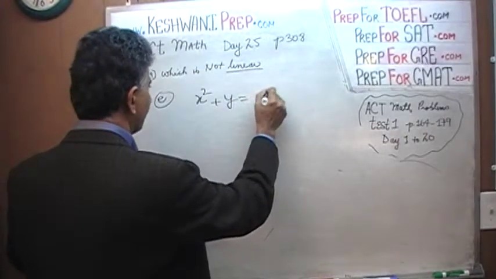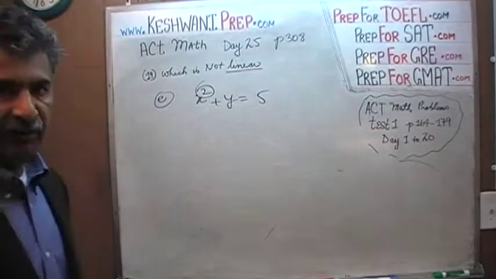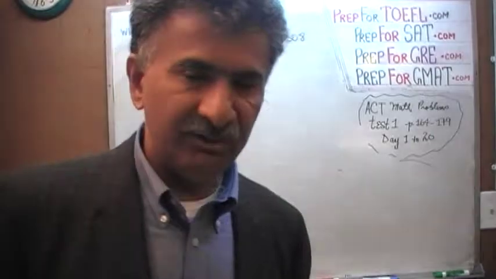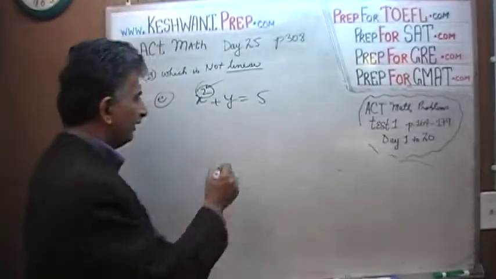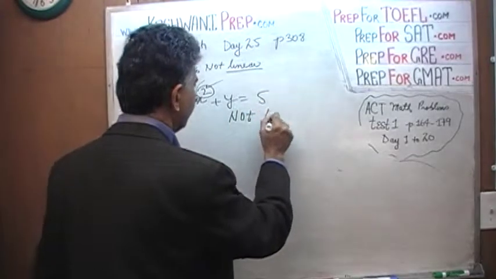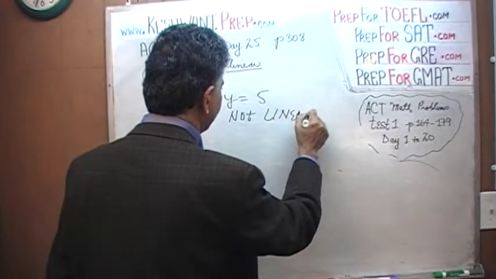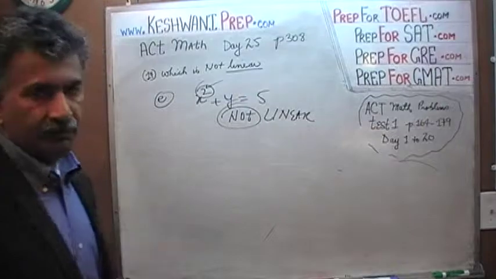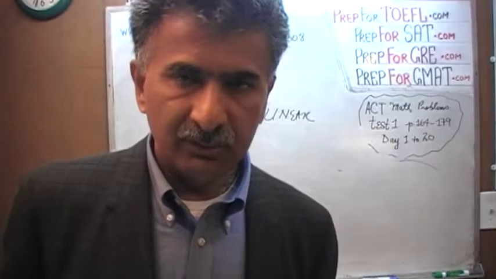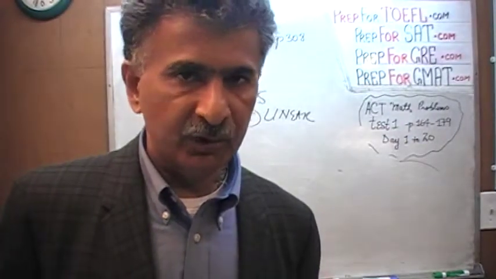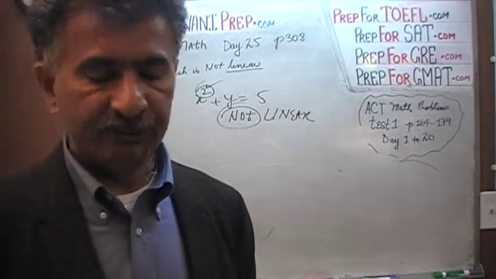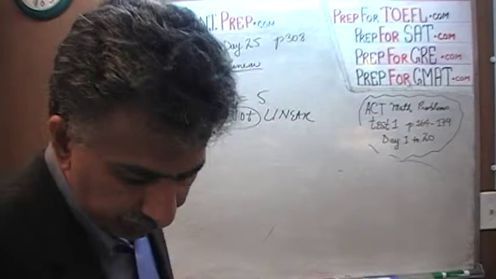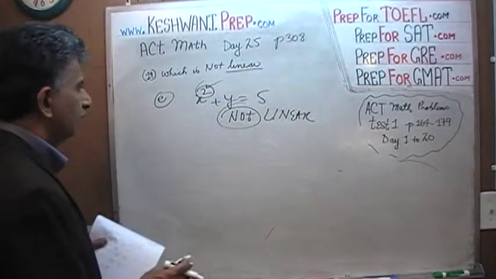As soon as we see x squared, this equation is of second degree. This is how we speak. It's x squared. This equation is not linear. This is a quadratic equation. If you were to plot it, the shape of this graph is not going to be a straight line. You understand? It's not linear. Number 20.